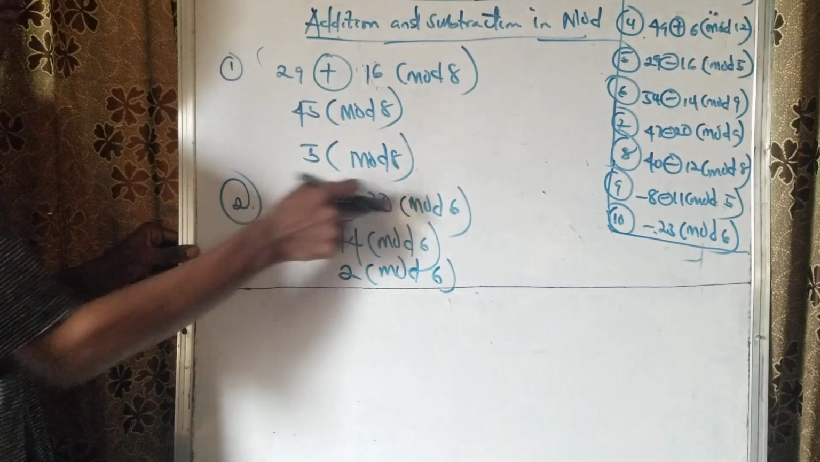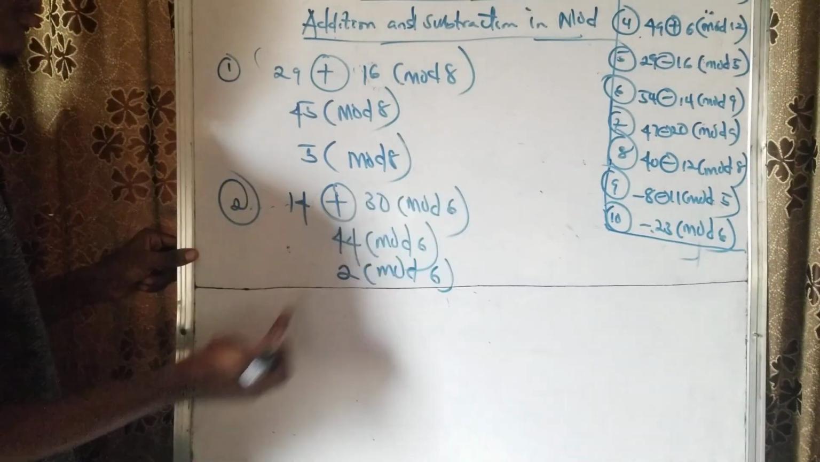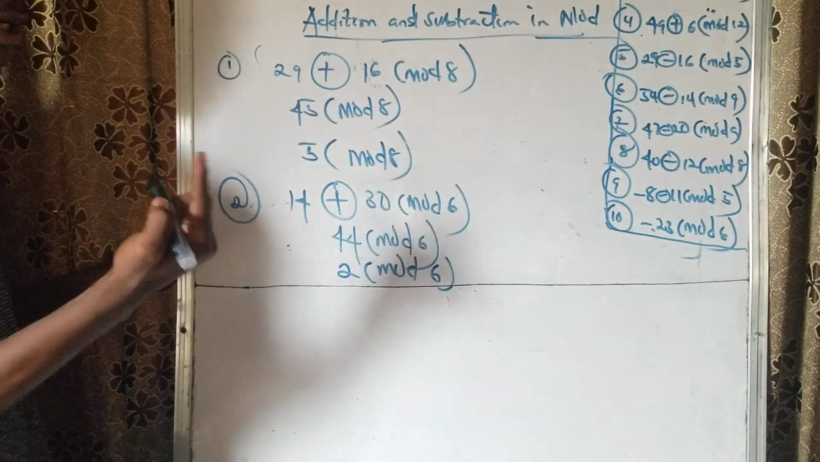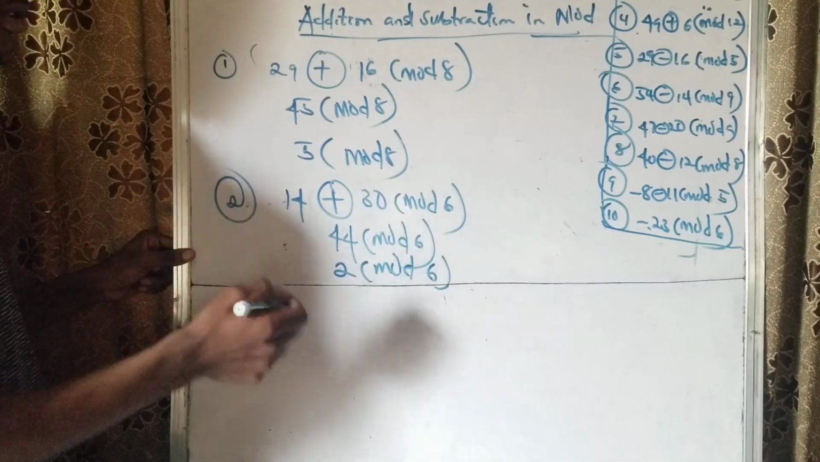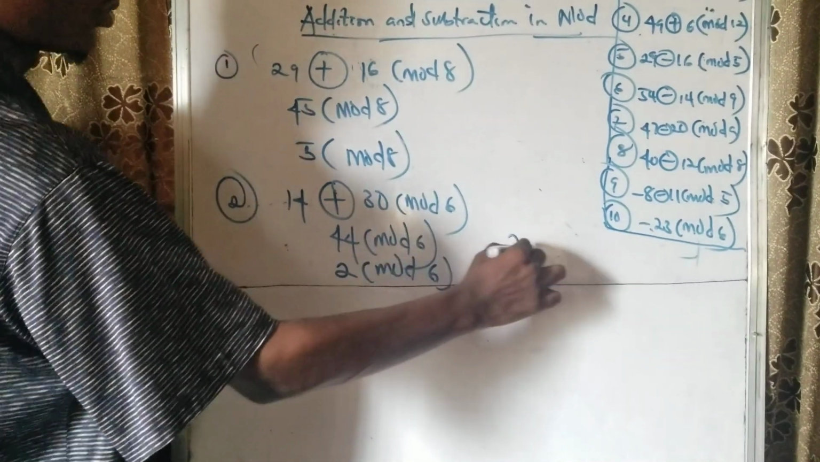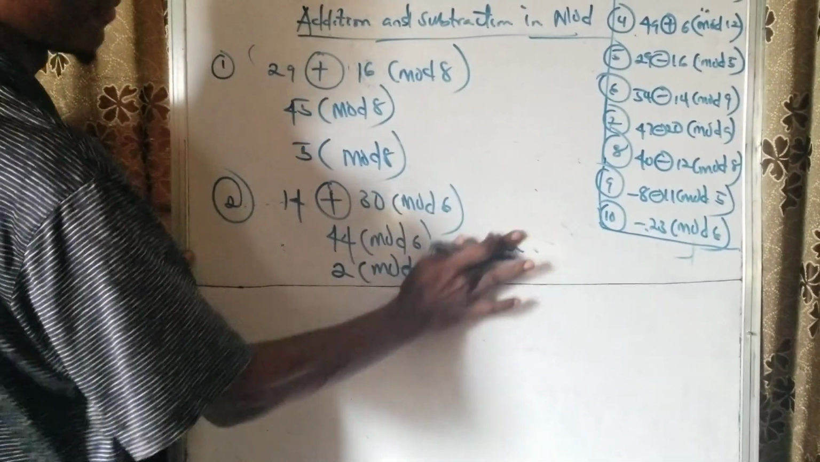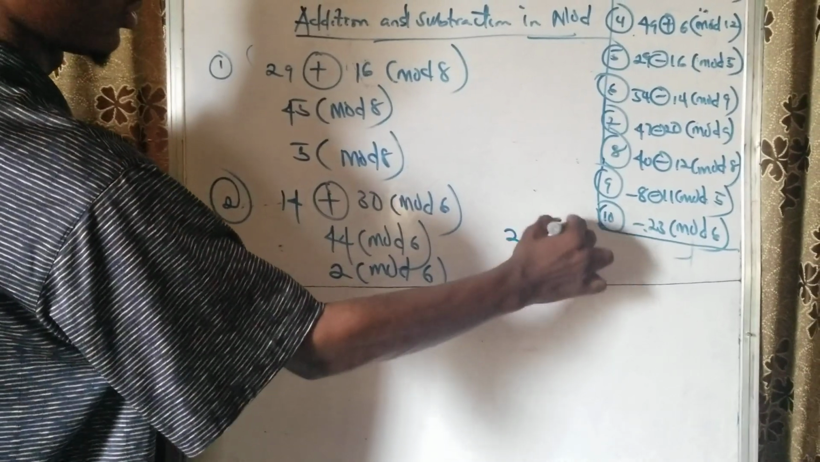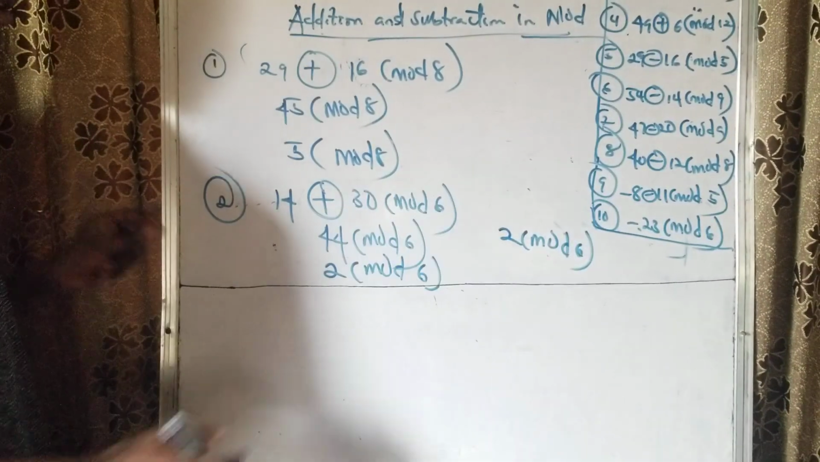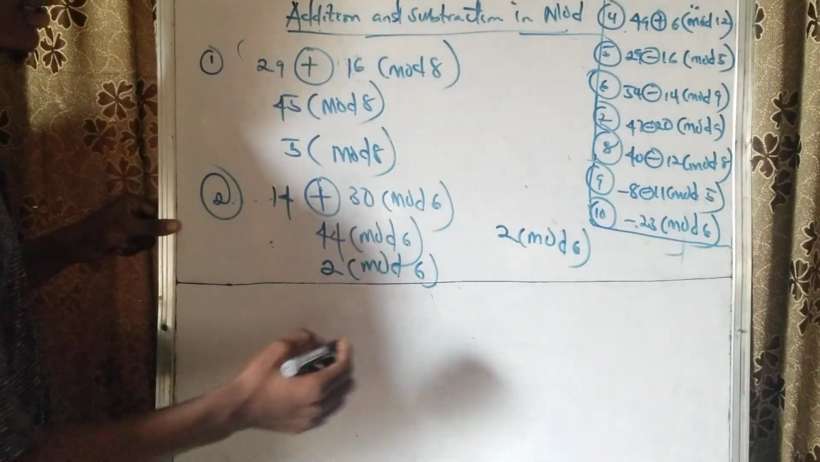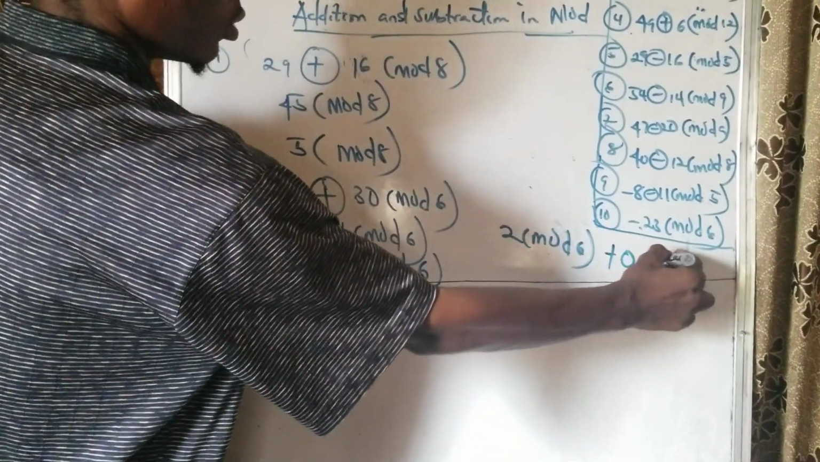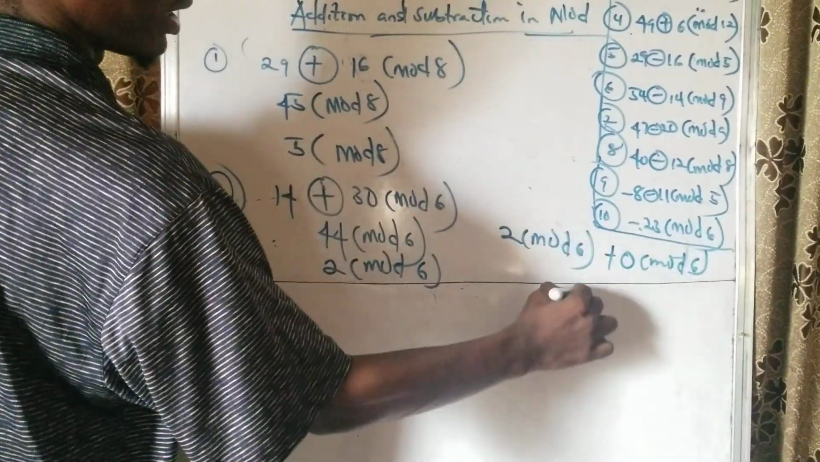Or we can go and solve for 14 mod 6. How many times will 6 go into 14? It will go 2 times, remainder 2. So 14 mod 6 will give me 2 mod 6. Then 30, it will go 5 times and remain 0. It will give me 0 mod 6. So 2 plus 0, what will I have here? 2.